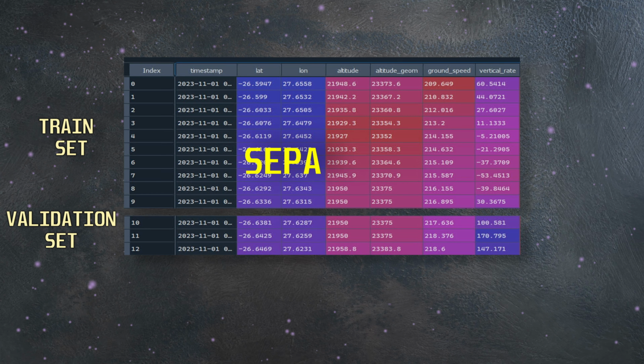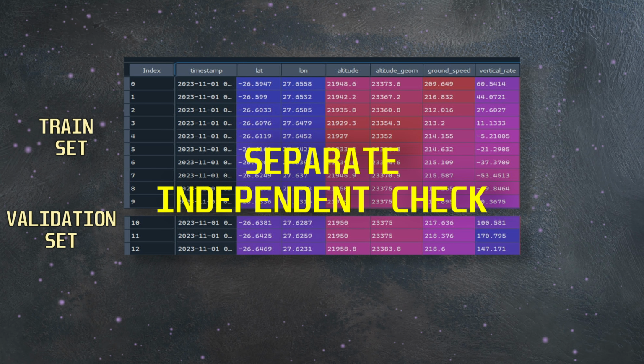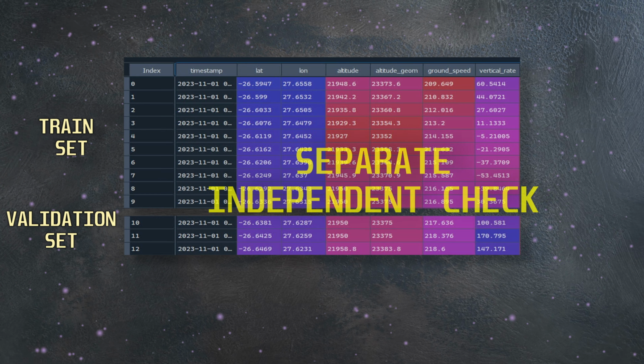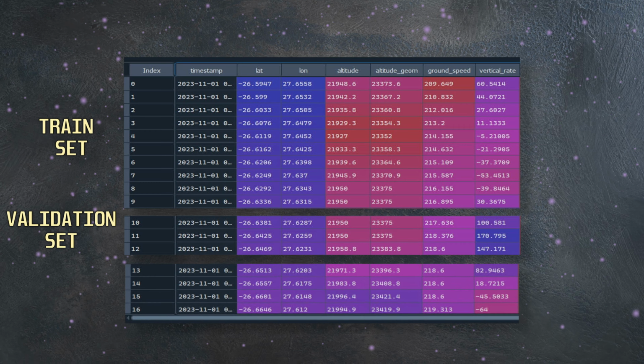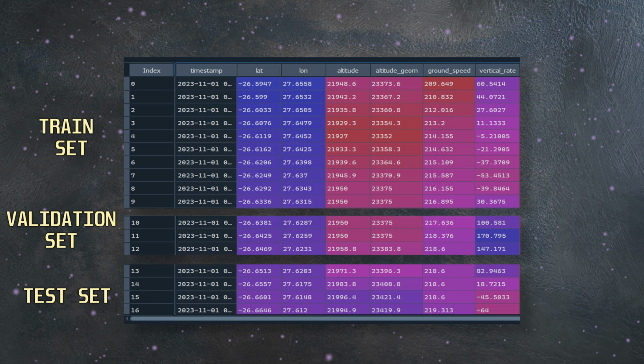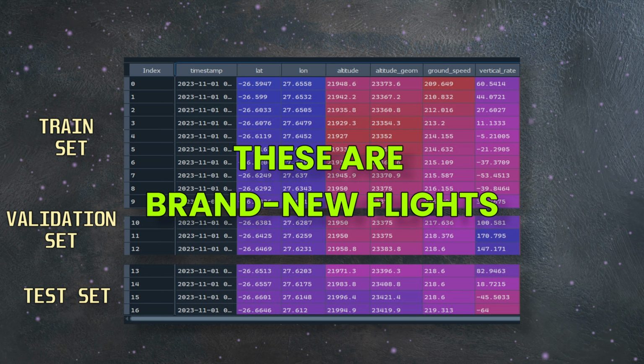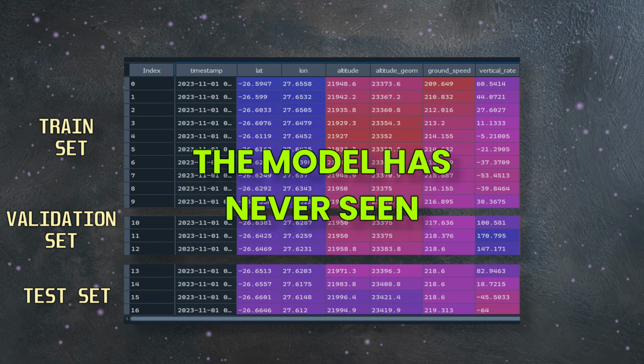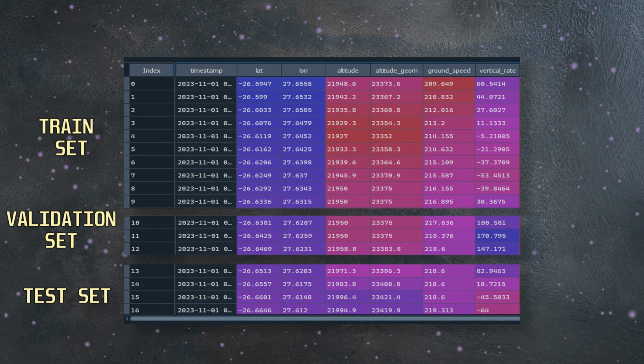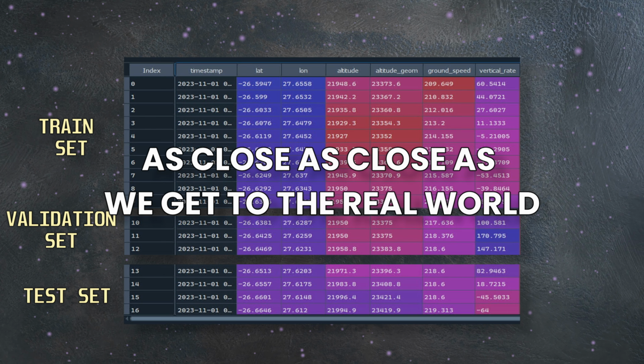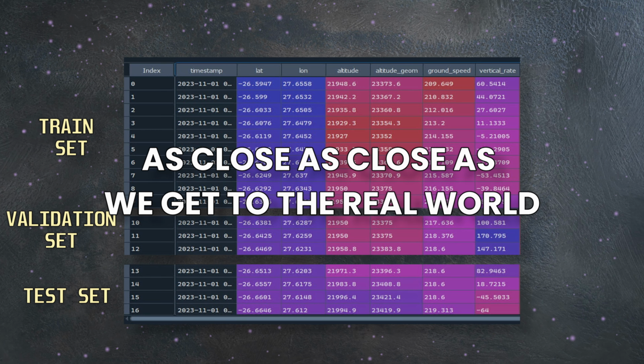The validation set is a separate, independent check. Does a tuned model hold up on flights it wasn't tuned on? And the test set stays untouched until the very end. These are brand new flights the model has never seen. The predictions here are the ones that count, as close as we get to the real world.